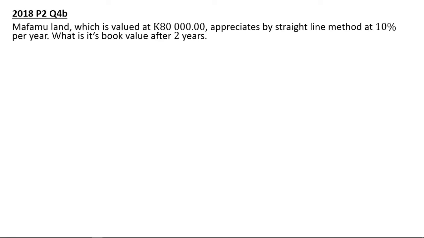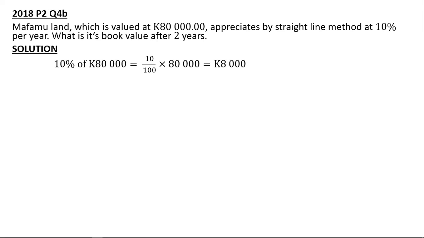2018, farmland, which is valued at 80,000 kwacha, appreciates by the straight line method at 10% per year. What is its book value after 2 years? So we are going to get 10% of 80,000 kwacha, which is the same as 10 over 100 times 80,000 kwacha, which gives us 8,000 kwacha.